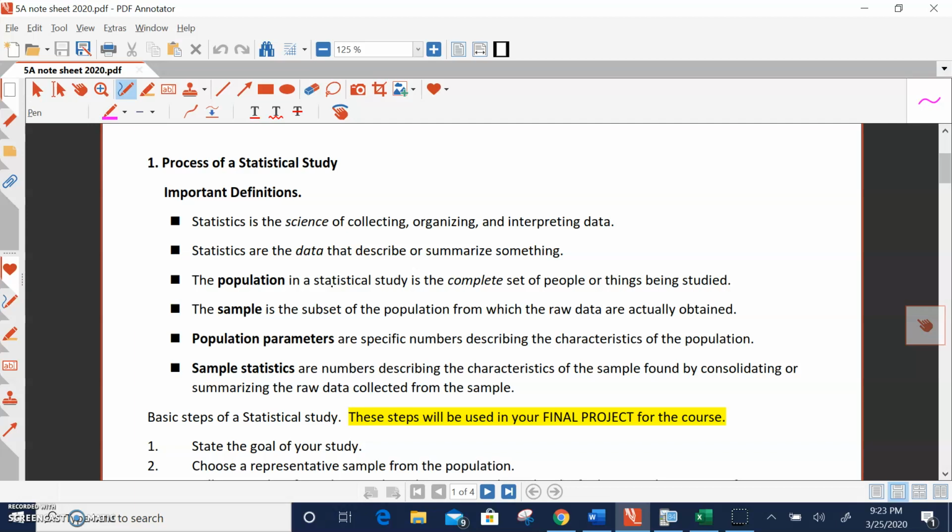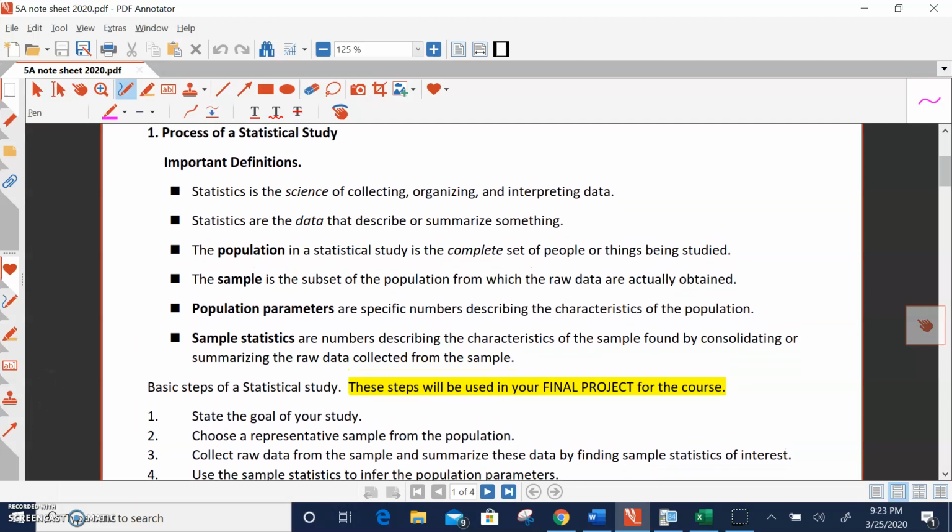First, statistics. It's the science of collecting, organizing, and interpreting data. We can use charts and tables and graphs to represent that data. The word statistics also refers to the data that describe or summarize something. So we're just going to be talking about collecting, organizing, and interpreting some data. So here are some basic terms.